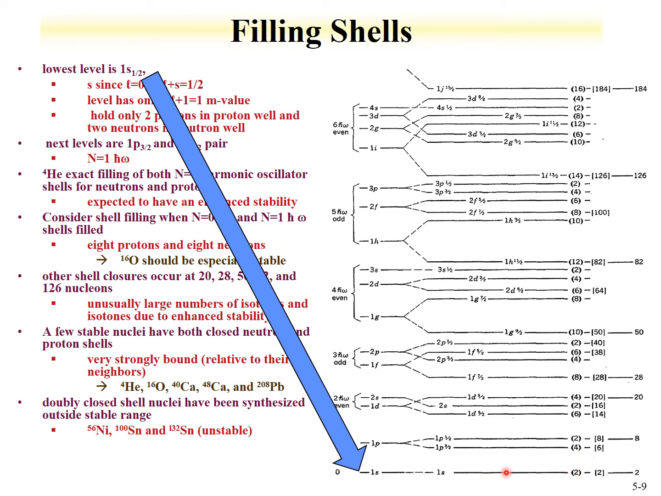For the proton side, I can put two protons. For the neutron side, I put two neutrons. These are the total number, and that's a magic number. So for the shell model, there's a component that is for the neutrons and a component that's for the protons.